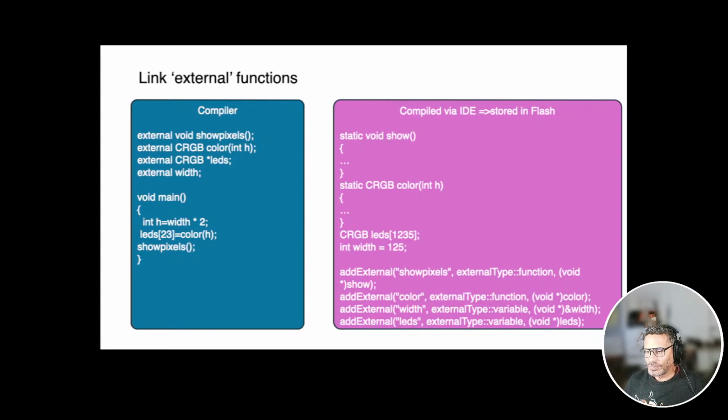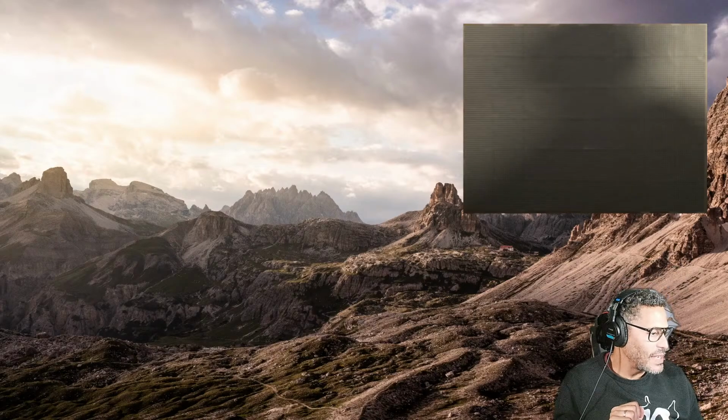In your IDE, you will have your static functions, which are declared, which do whatever you want, or also global variables. And then we're using the command add external. The first parameter will be the name that the function will carry inside the compiler, meaning the name to call it in the compiler. It's a function and it's linked to the function show inside my script here. The same, it can be a function or it can be a variable. Okay, let me just show you what it looks like.